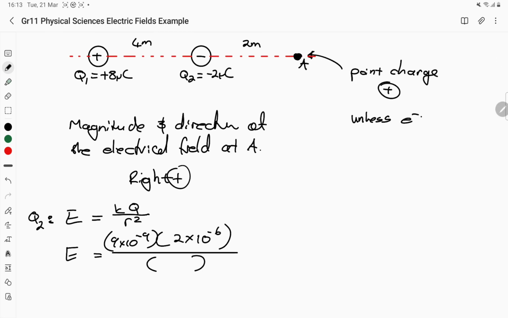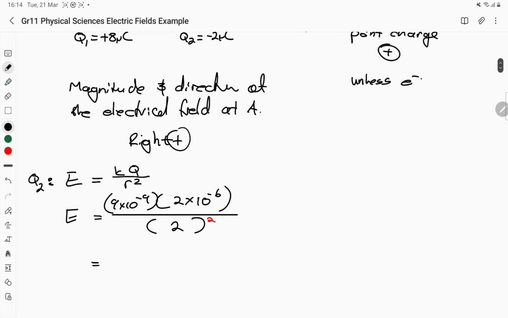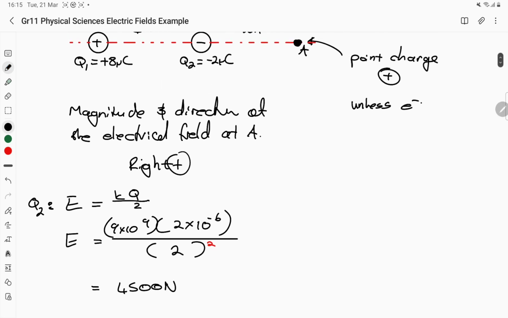We are dealing with meters, so we can just put in 2, and remember that squared, because that's terrible. If you get that wrong, you lose 2 marks automatically every time you do that. So we put that in, and we get an answer of 4,500 newtons. Yeah, my mistake here, that should be 10 to the positive 9, not negative. So we get 4,500 newtons, and let's just look at the directions.